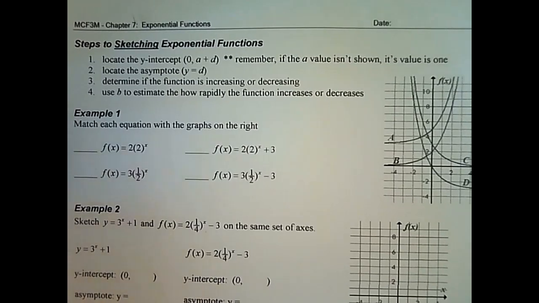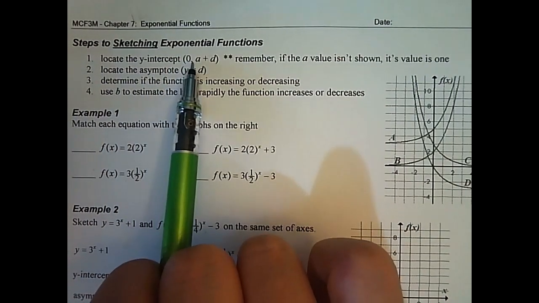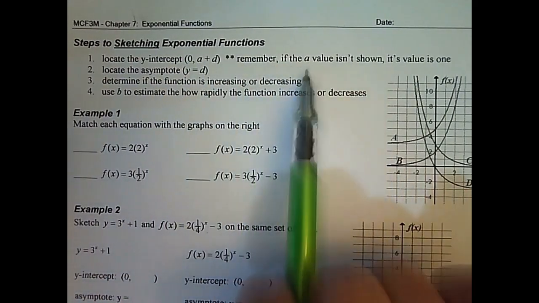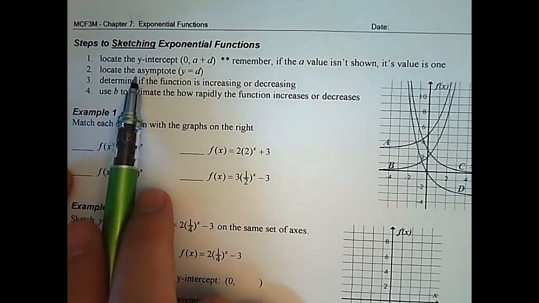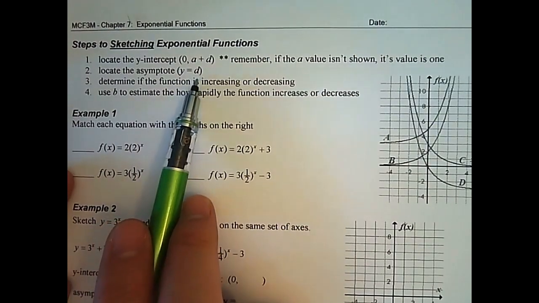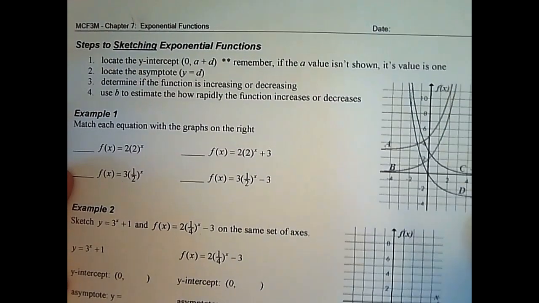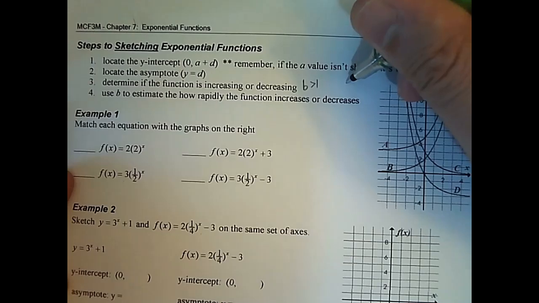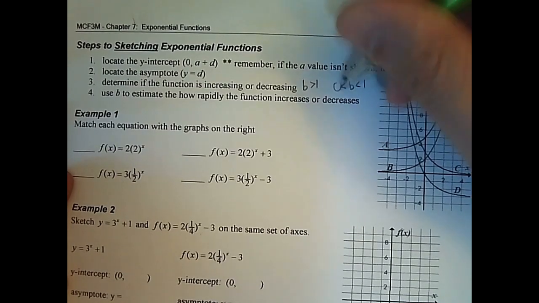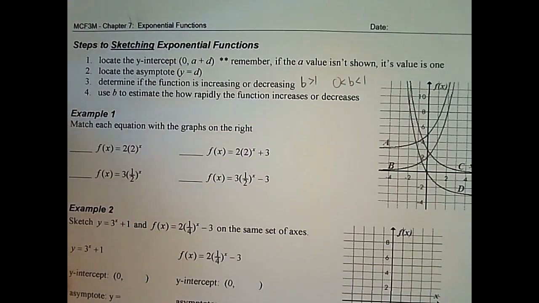Okay, so now we're going to look at some steps to sketching exponential functions, or at least identifying them. We're going to locate the y-intercept (0, a plus d). Remember, if the a value isn't shown, then the value of a is just 1. We're going to locate the asymptote, which is y is equal to the d value again. We're going to determine if the function is increasing or decreasing. And remember, that's if our b value is greater than 1 versus our b value being a fraction or a decimal. And we're going to use b to estimate how rapidly the function increases or decreases.